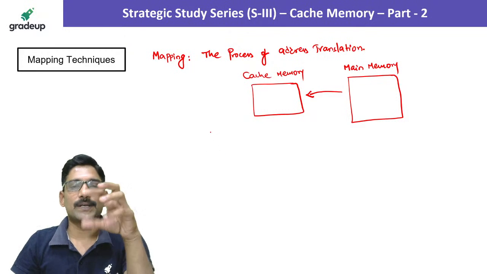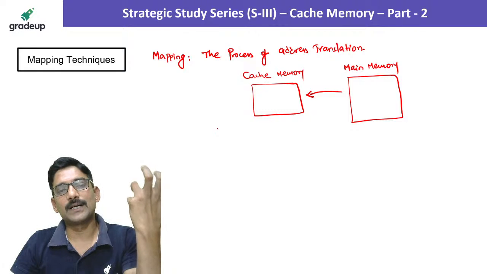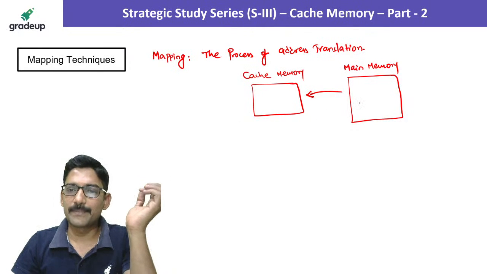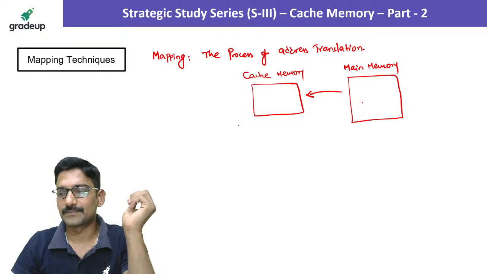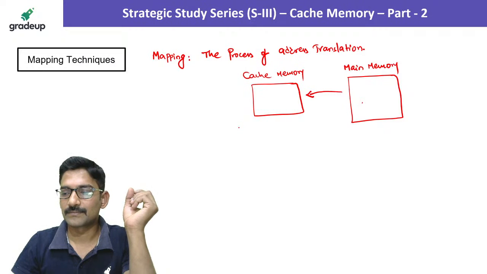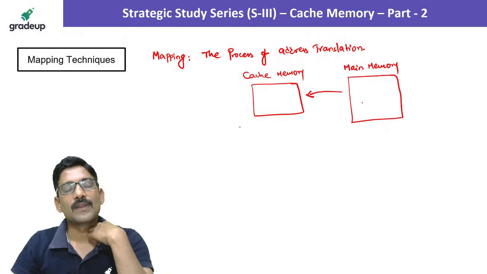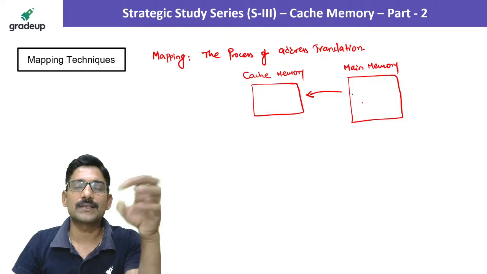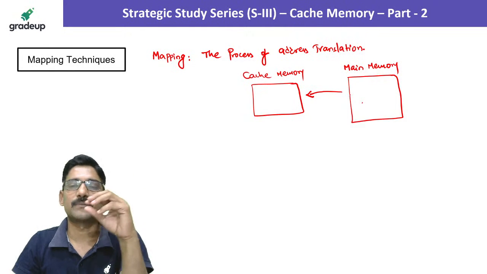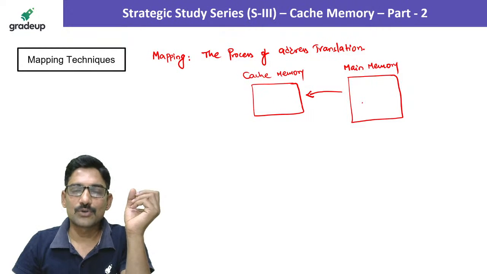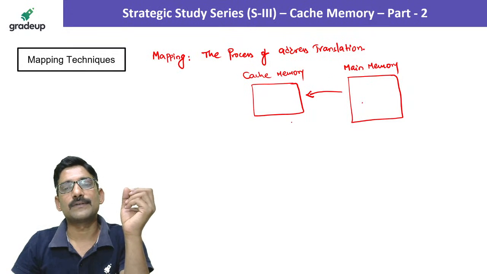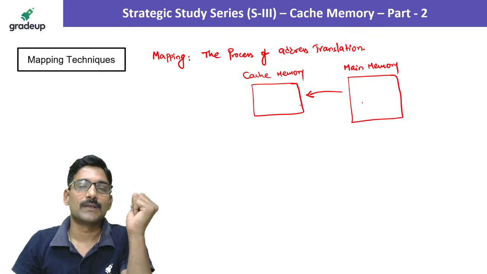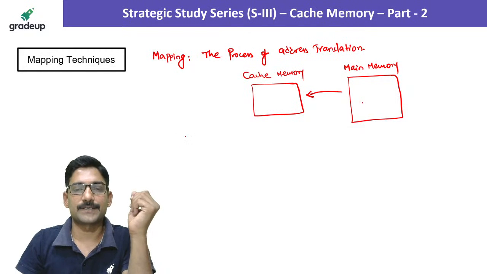Right. So guys, from where to where is the content getting copied? From main memory to cache memory. Now, when content is copied from one place to another place, there is a possibility of address translation. So this is what we call mapping. Now, what are the different mapping techniques? The cache mapping techniques.